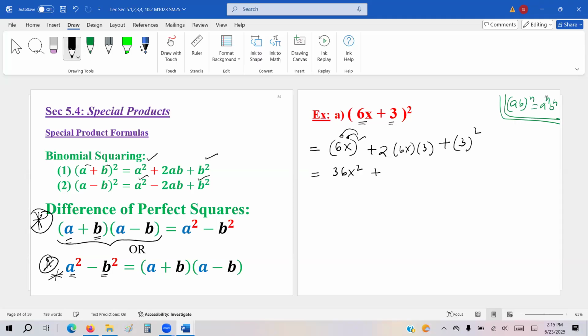Now the next one. We have three numbers and one variable. So what do you get when you multiply the three numbers? How much do you get? 36x. So 36x plus 9.